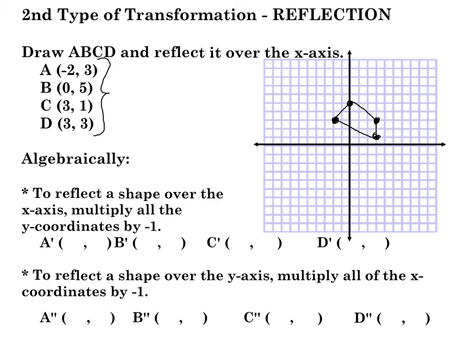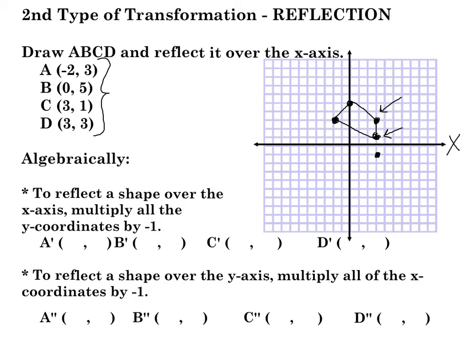And so now what you're going to do is reflect this over the x-axis. Remember that this is the x-axis right here. So what we want to do is flip this image over so that it's almost like a mirror, except it's down below. So what we want to look for is this point right here is 1 up from the x-axis. So we're going to count 1 down from the x-axis, and that's where our new point's going to go.